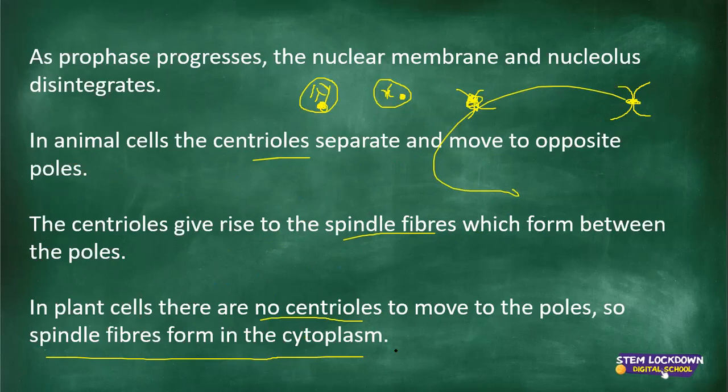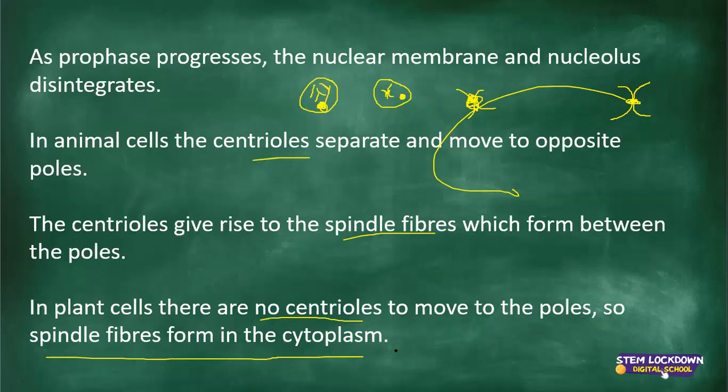cytoplasm. We studied about centrioles when we did organelles, in the past 2 weeks. We did organelles and we did centrioles. And you will remember about centrioles, this is also one of the things you could use when you are differentiating between animal cells and plant cells.